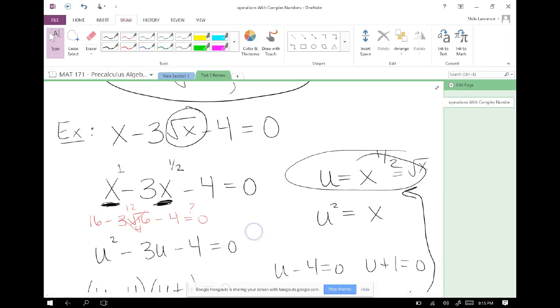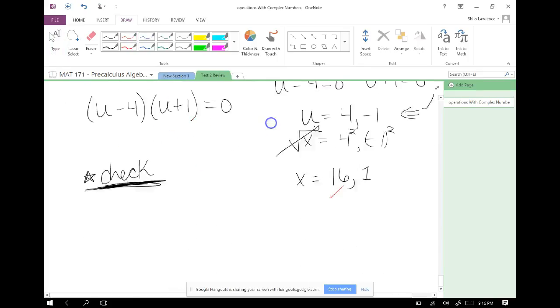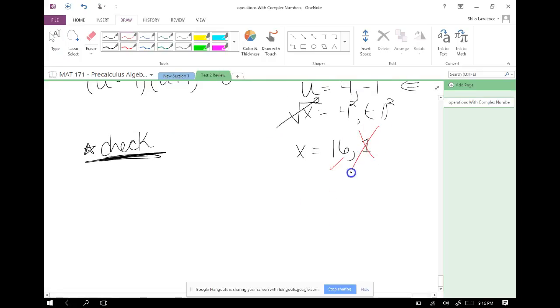And let's check 1. If I plug 1 in, 1 minus 3 radical 1 minus 4, does that equal 0? Well, the square root of 1 is 1. 3 times 1 is 3. 1 minus 3 is -2. -2 minus 4 is -6. No, -6 is not 0. So this one doesn't work. So really only 16 works. X equals 16.